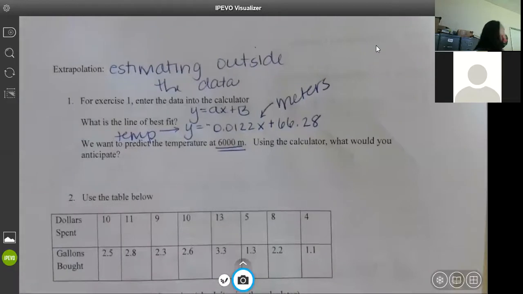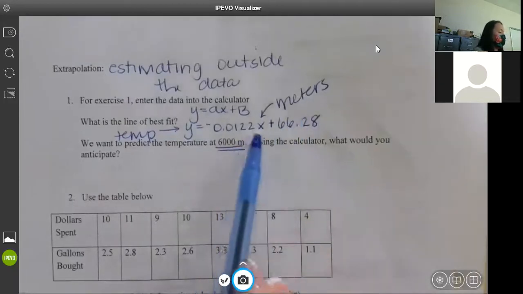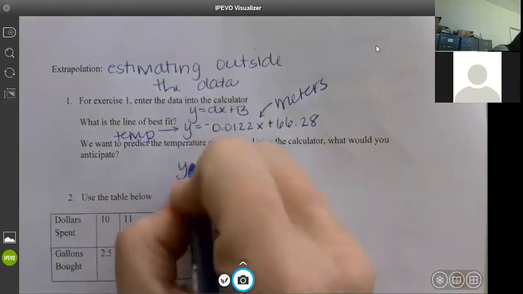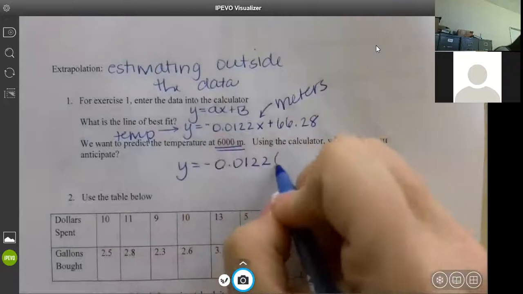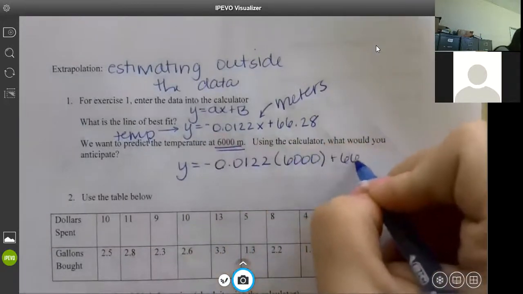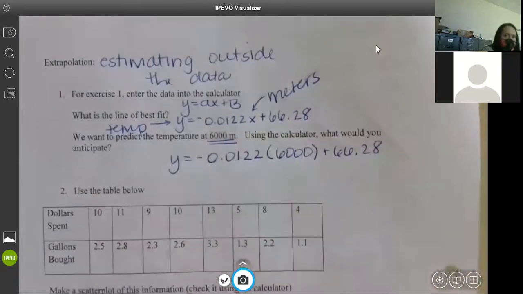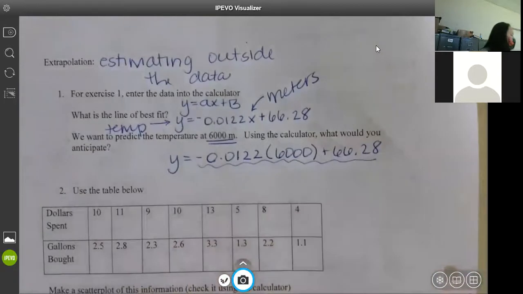Which one? What are we trying to predict? 6,000 what? Meters. So meters is X. So what we're going to do is rewrite our equation, but instead of X, we're going to use 6,000. And then we're just going to put all of this into a regular screen on our calculator.